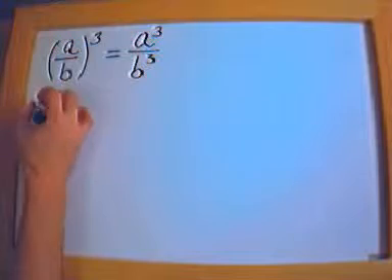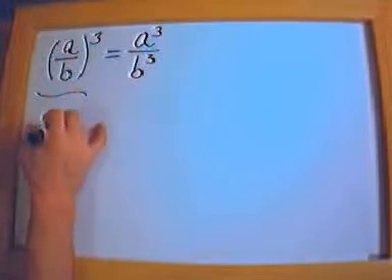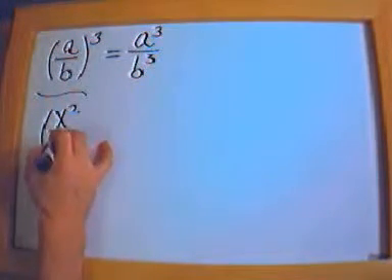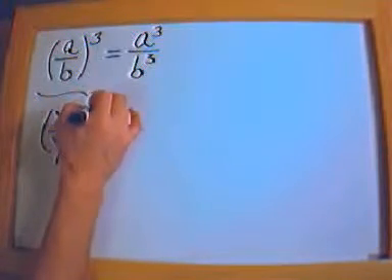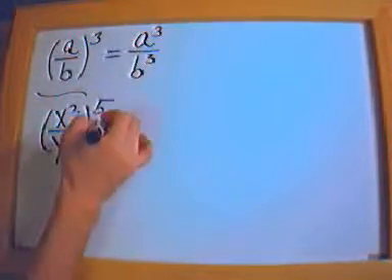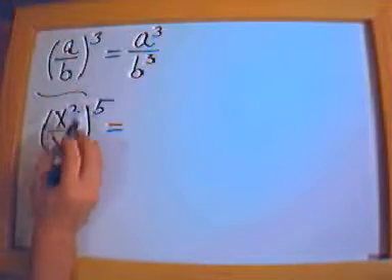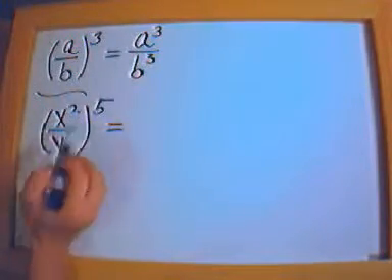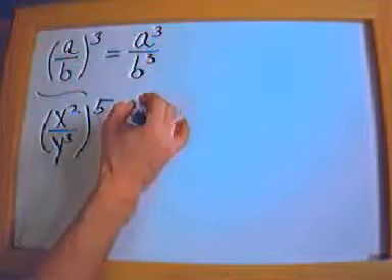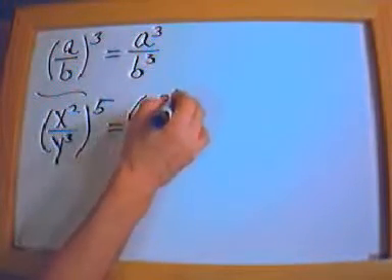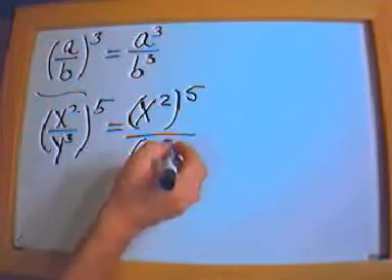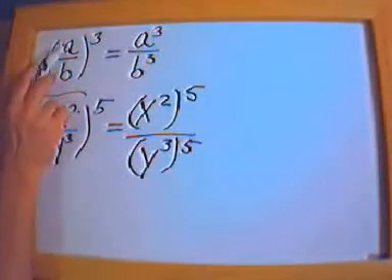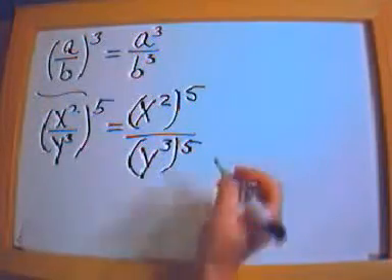We'll do a couple more examples. Let's say you have x squared on top and y to the third on the bottom. Okay? And then you raise the entire thing to the fifth power. Well, the top needs to be raised to the fifth power and the bottom needs to be raised to the fifth power. So in this case, I have x squared on the top raised to the fifth power, and on the bottom I have y to the third also raised to the fifth power, because remember, top gets raised by the power and the bottom gets raised by the power.